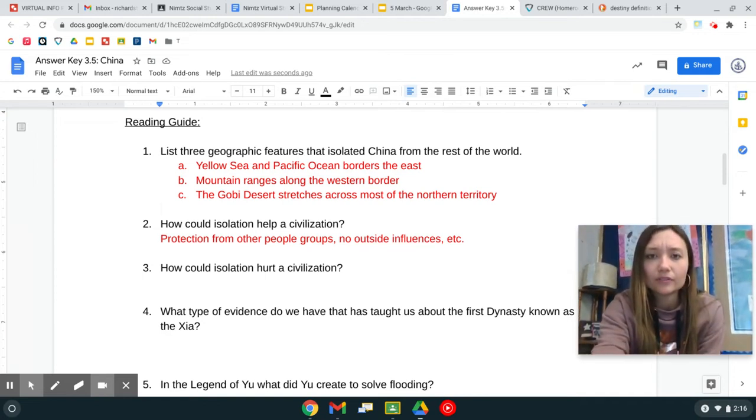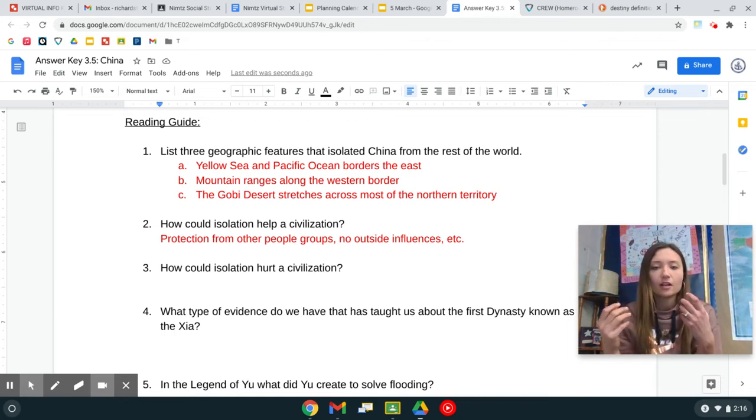A lot of times when civilizations were nearby each other, having them kind of mingle with their different core values and cultures didn't really work, right? They're too different really to get along well, and so they ended up trying to take over each other's territory. Well, China didn't have any of that because they were isolated from the rest of the world with all these geographical features. So that was a benefit for them, it was protection from other people groups who were trying to invade them.